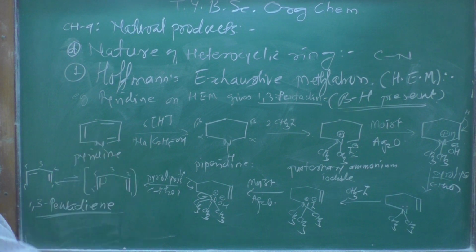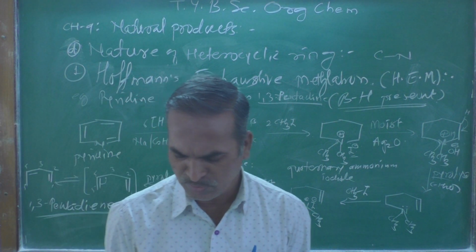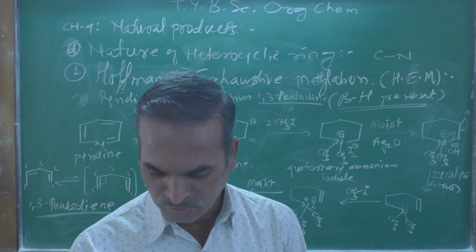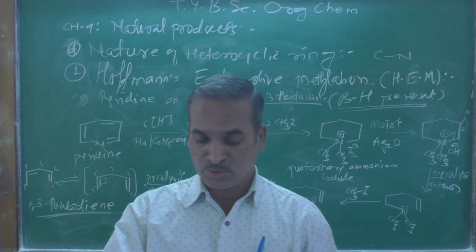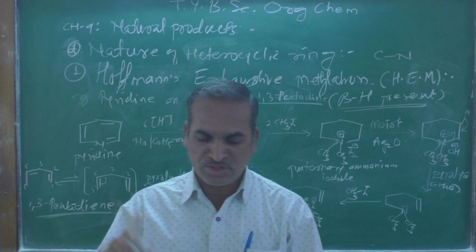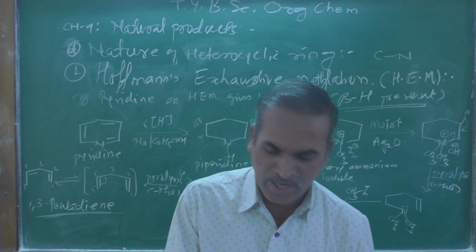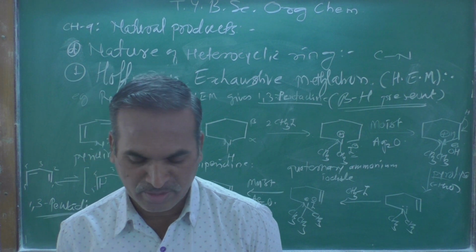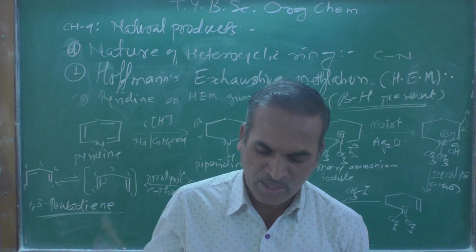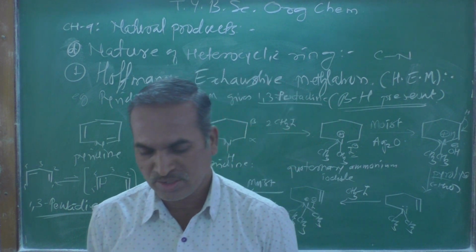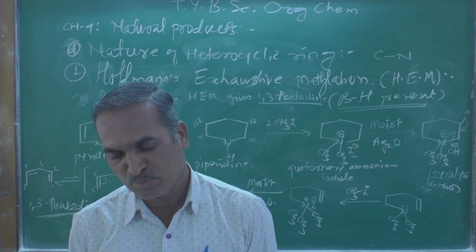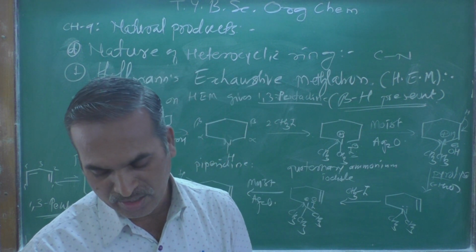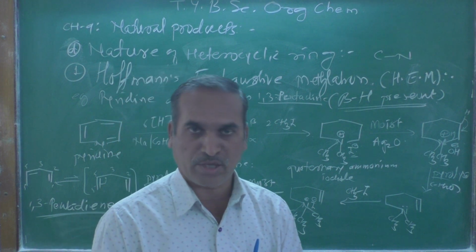This is the final product, and from this we can easily come to know the nature of the heterocyclic ring. Formation of 1,3-pentadiene indicates that the nitrogen atom must be present in a 6-membered heterocyclic ring. Similarly, degradation of pyrrole gives 1,3-butadiene, that we will see in the next lecture. I think with this, let us stop here today. Thank you. Have a nice day.